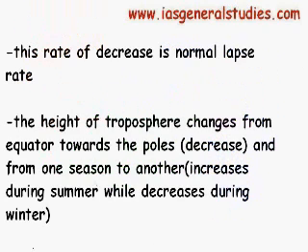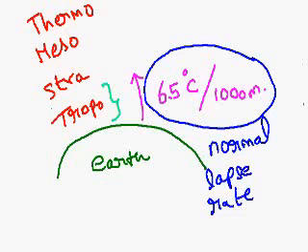Is it clear? Fine. Now the height of the troposphere changes from equator towards the pole, that is, it decreases, and from one season to another it increases during the summer while it decreases during the winter. So the height of the troposphere decreases from the equator towards the pole. I'll show that in the diagram now.